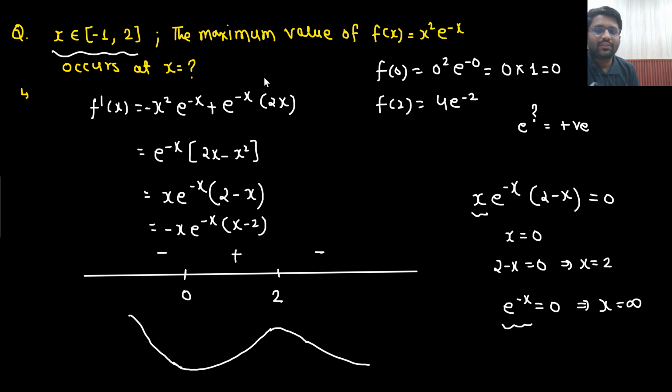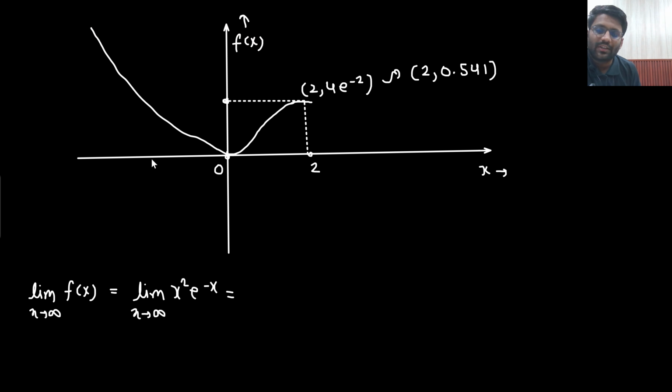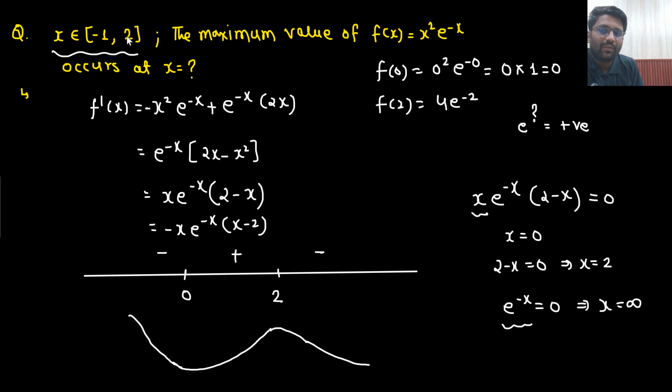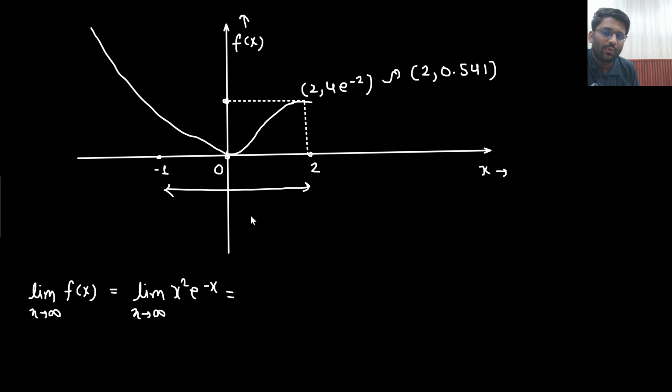Although for solving this question it is not required, because in this question we only need to care about the values between minus 1 to 2. So this is x equals minus 1. Between minus 1 to 2 only we need to take care. That's it. This is our matter of concern. But still, if I want to draw the graph, how will I draw the graph? That I am telling you. But in this question, you only need to care about between minus 1 to 2. Are you able to understand this point?